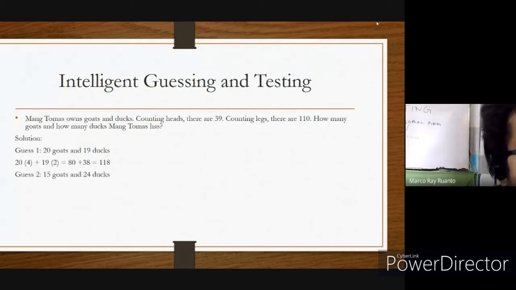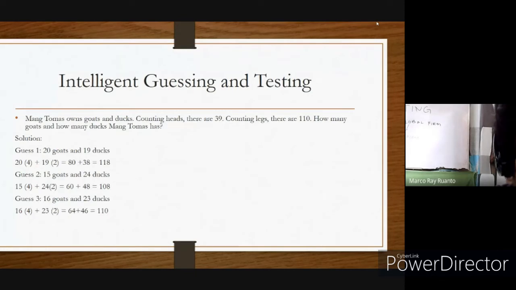My second guess is, what if I have 15 goats and 24 ducks? If we add that, I have 39 heads. How about the legs? 15 times 4, I have 60 for the goats. 24 times 2, I have 48 for the ducks. I will add them and have 108. So again, this is not a correct answer since we are looking for a total of 110 legs.